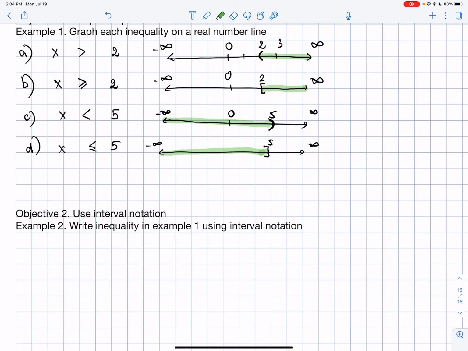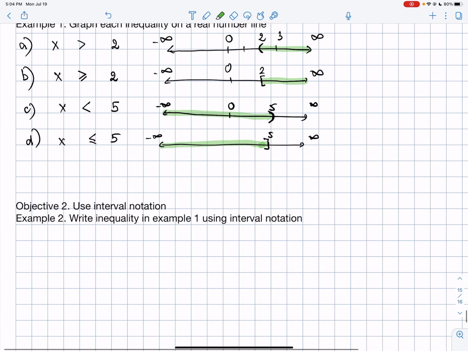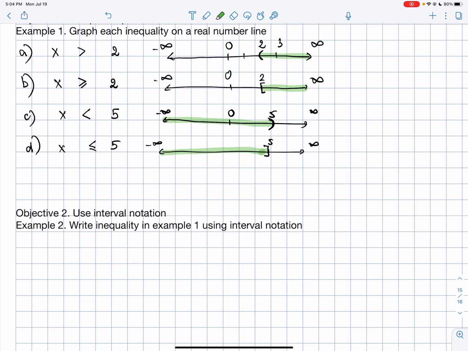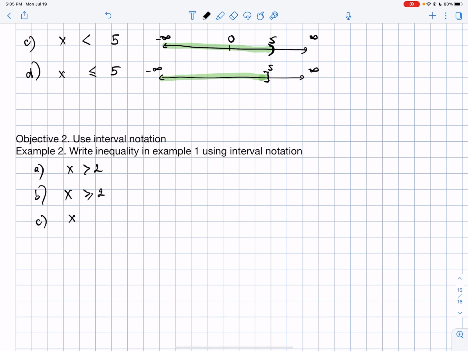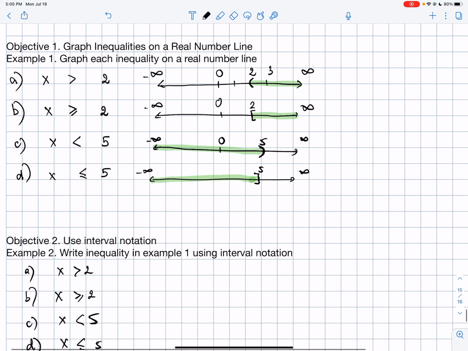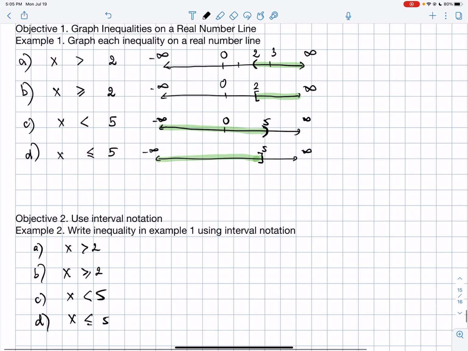Objective number 2: use the interval notation. The interval notation is written from the graph. So we want to use example number 1 to do that. The questions will be: a, x greater than 2; b, x greater than or equal to 2; c, x less than 5; d, x less than or equal to 5. We should make the graph first, and after we make the graph, we will write the interval notation.